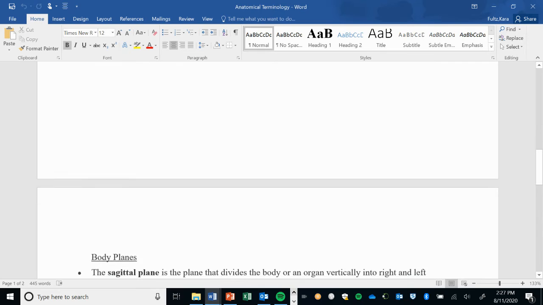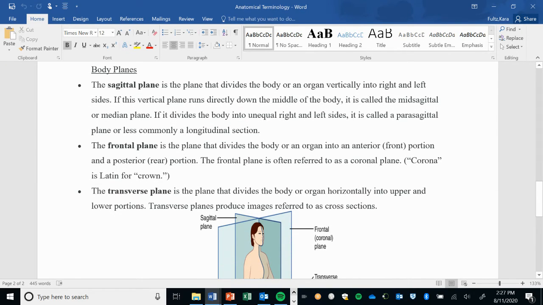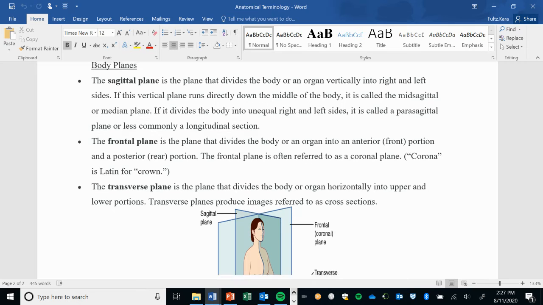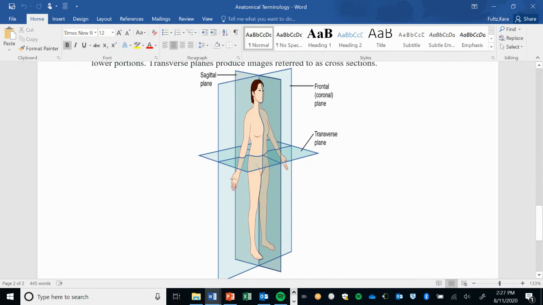On top of those directions, we also have body planes. So we have three different body planes: sagittal, frontal, and transverse. Sometimes the frontal is also called the coronal plane, but basically if you look at this diagram right down here, and this document is on your LMS, the frontal plane is going to divide you into basically a front side and a back side. The sagittal plane is going to cut you into left and right portions and actually can make a mirror image. And the transverse plane is going to cut you into top and bottom portions. So transverse, sagittal, and frontal.